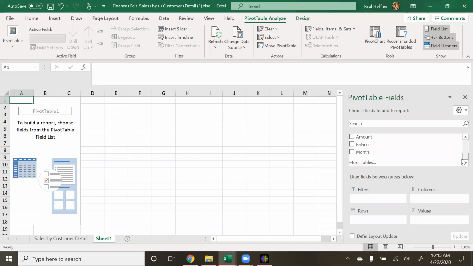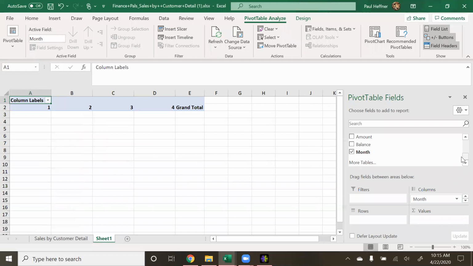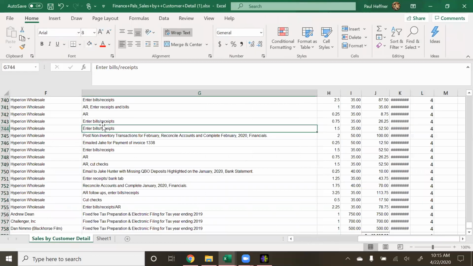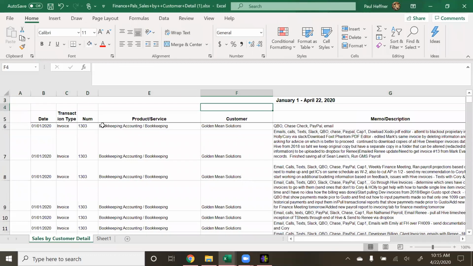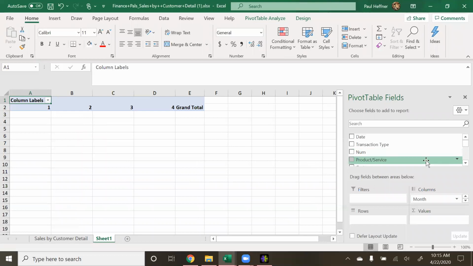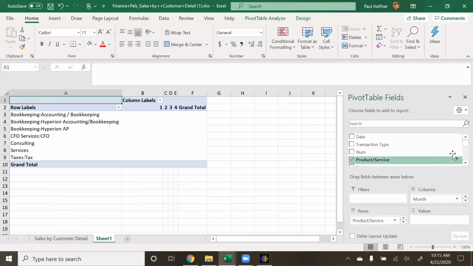So I'm going to do months across the top. I want to do our customers. Our customers have their own tab, and then we want the product or service. We're just going to do bookkeeping, which is where most of our customers are, and they're more steady. So we're just going to forecast that one out. So product or service will be there, and we want to do our customers underneath that.